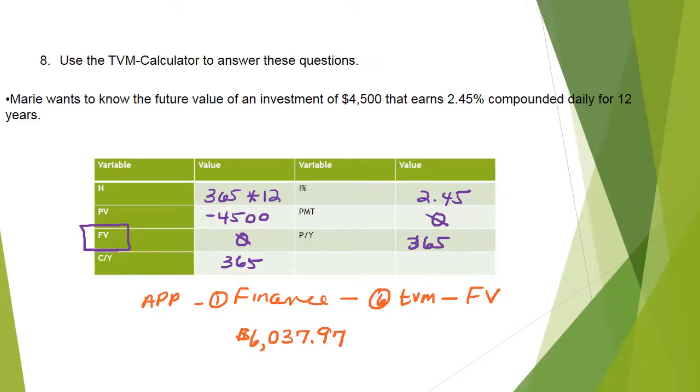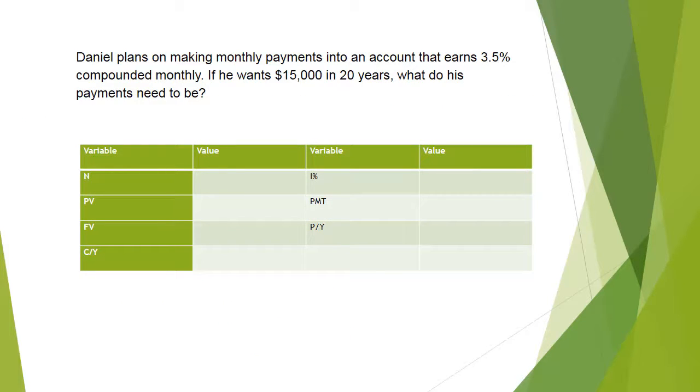$6,037.97. All right, on our next slide we're using the TVM calculator once again. We're going to fill in the values into the table first, except this time we're going to be making monthly payments. This is going to be important. This means I'm adding to my account monthly. Interest is compounded monthly. It says he wants to have $15,000 in 20 years. So what do his payments need to be?